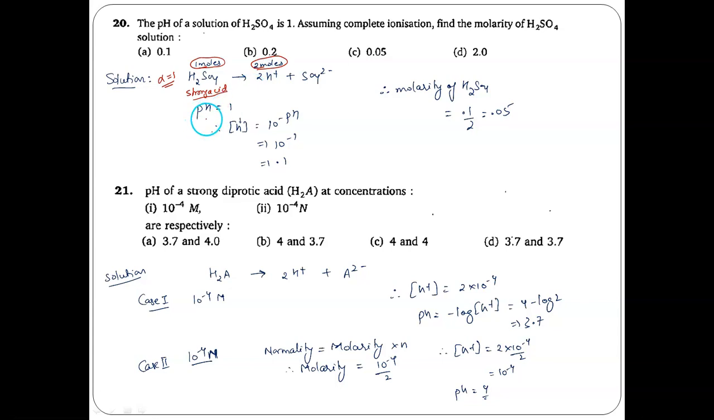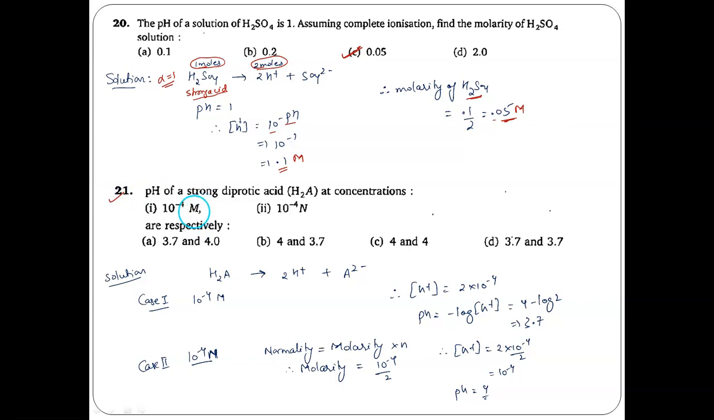It is given that the pH of the solution is 1. H plus ion concentration is 10 raised to power minus pH, so this becomes 0.1. So if the concentration or the molarity of H plus is 0.1 molar, then definitely the molarity of H2SO4 will be half of that, which is 0.05 molar. Hence for this question the answer is C.